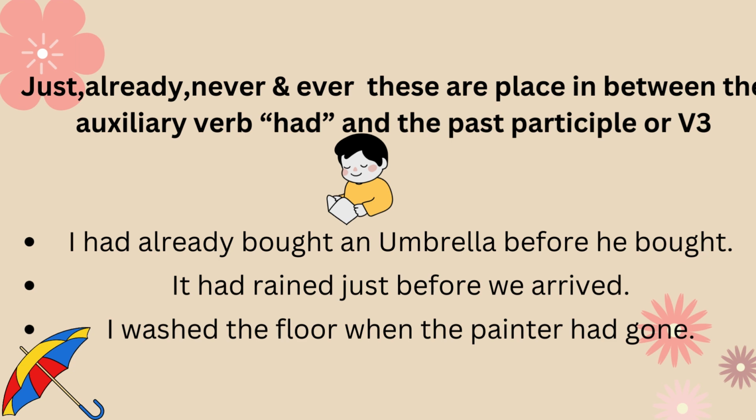So, I had already bought an umbrella before he bought. Here there are two actions taken place. I bought an umbrella, and he also bought an umbrella. But before he bought, I had already bought an umbrella. So which is the first action? I bought is the first action.